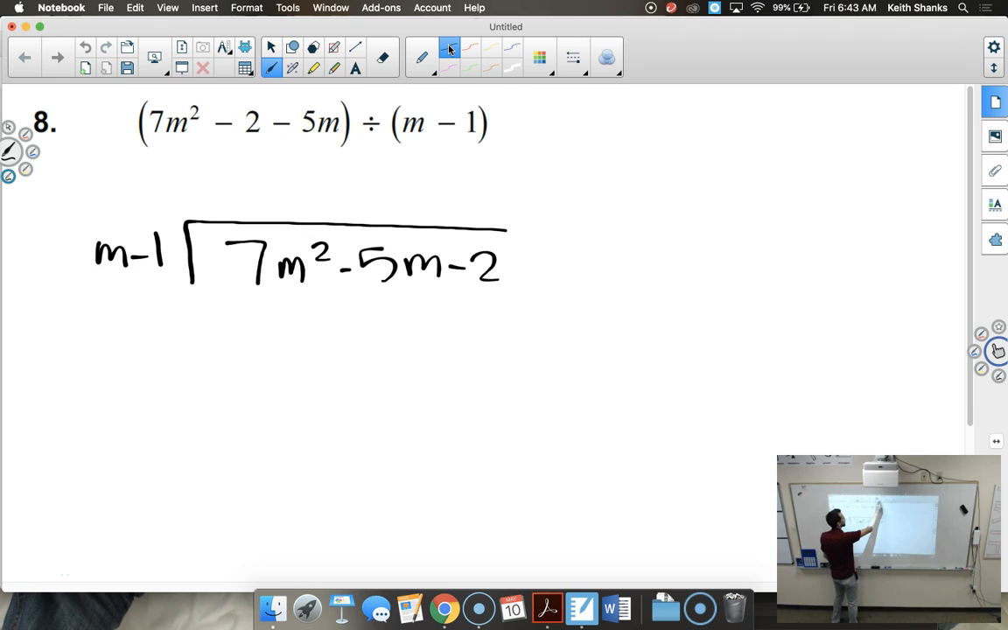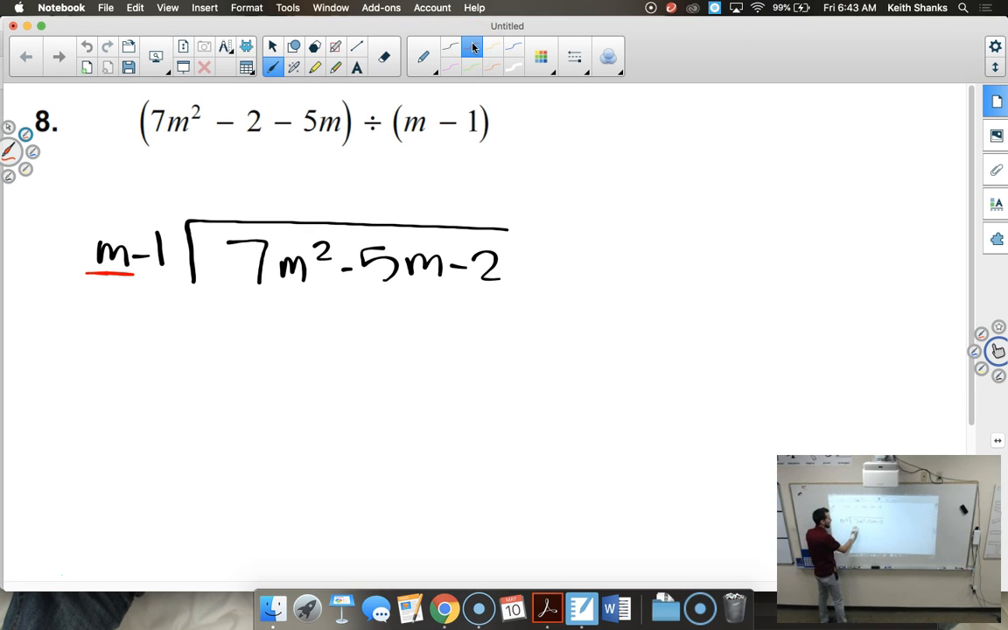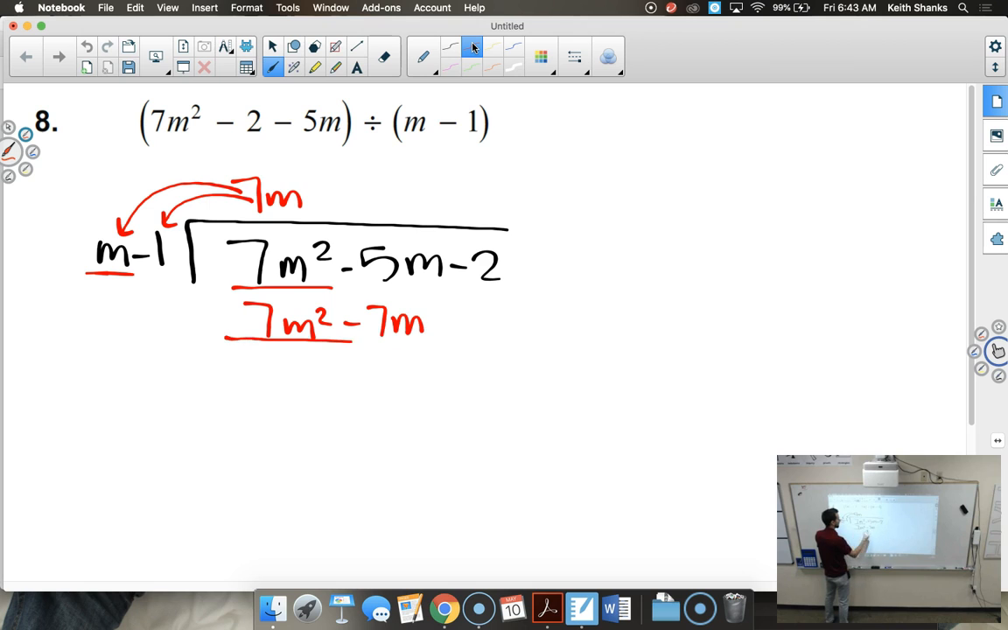So I'm going to go through this the long way, the long division way, and I always start by asking myself, what do I multiply m by to get 7m squared? And that would be 7m. I'm going to multiply this here to get 7m squared. I'm also going to multiply this here, like the distributive property, and I'm going to get negative 7m. What we do next to cancel these out is we're going to subtract both of these. So these are going to cancel out, and then I end up with 2m minus 2.